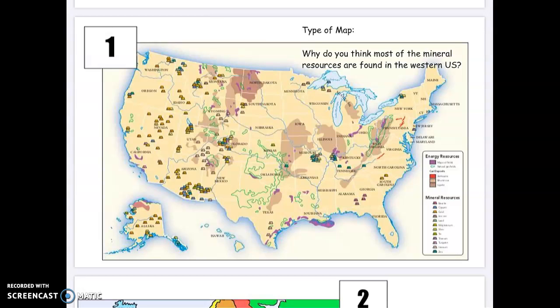What type of map do you think this map actually is? This is a resource map. And then the question is, why do you think most of the mineral resources are found in the western U.S.? So when we look at our map key, we can see the different types of minerals. These are all different types of minerals here. We find them in the western area. So think about what you already know about the west of the United States. Why might we find a lot of minerals there? Your answer should be something in regards to the mountains, the high hills. That is a really strong area for finding those minerals. So that would be somewhere in your answer.